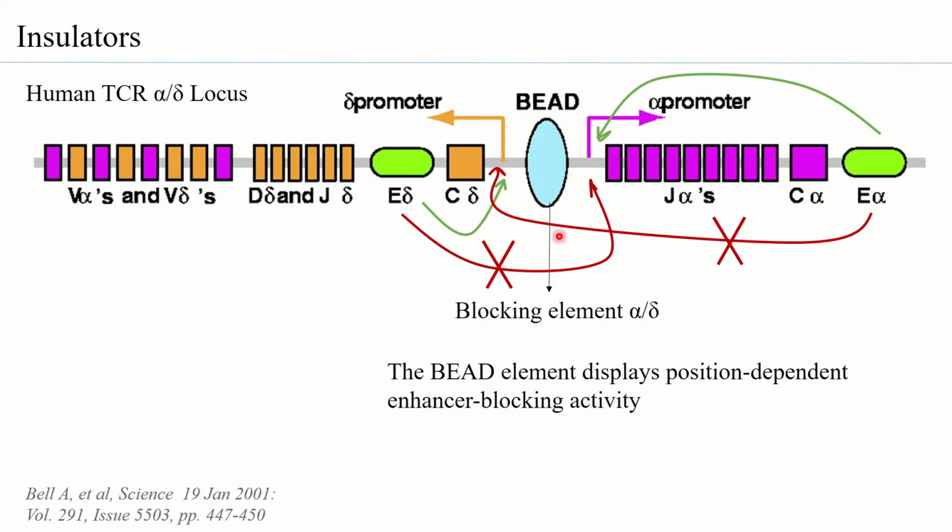This is a clear indication of the fact that the BEAD element is displaying what is called position dependent enhancer blocking activity, which means that it is present between an active enhancer and a promoter, or an active enhancer and another promoter. It is blocking the activity of one of the enhancers with respect to the other promoter. So if this were present here, then it would affect this promoter too, correct? If it were present here, then this would affect the activity of this enhancer as well. So depending on where it is positioned, it is likely to block the activity of the enhancer that way. So therefore, this is very clearly displaying position dependent enhancer blocking activity.